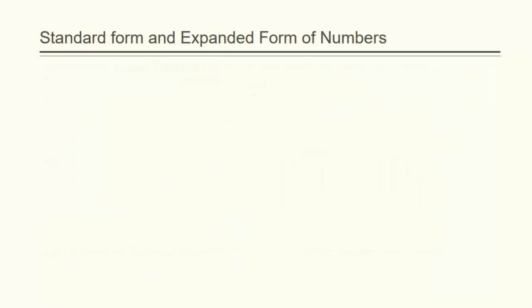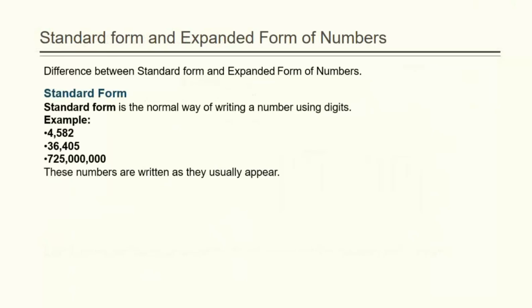The next topic we are looking at is standard form and expanded form of numbers. Let's look at the difference between standard form and expanded form of numbers. The standard form of a number is the way we write it normally. So as you can see below, for example, we have 4,582, and you can see a comma immediately after the 4. That's how we normally write numbers.